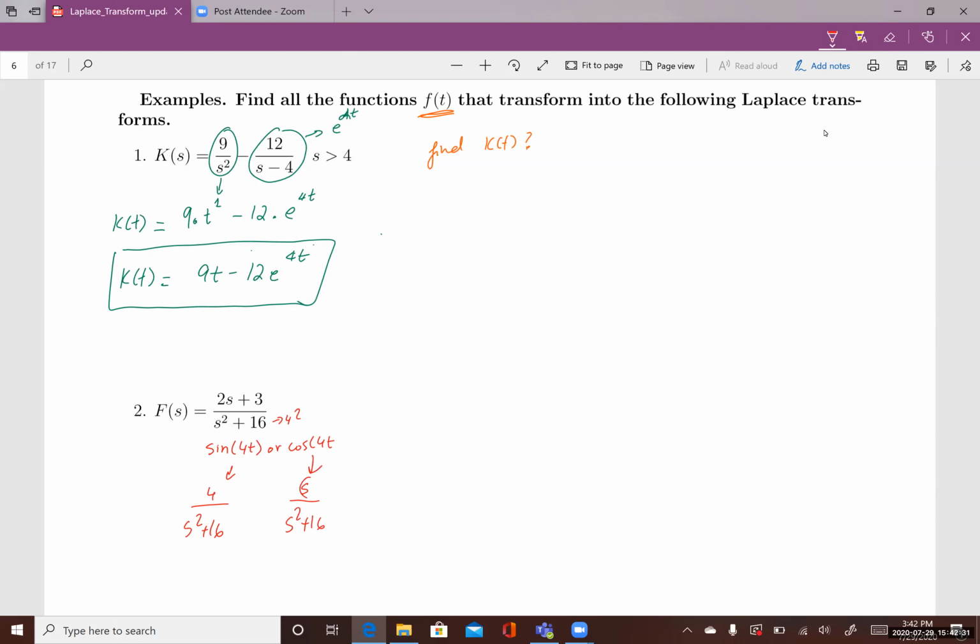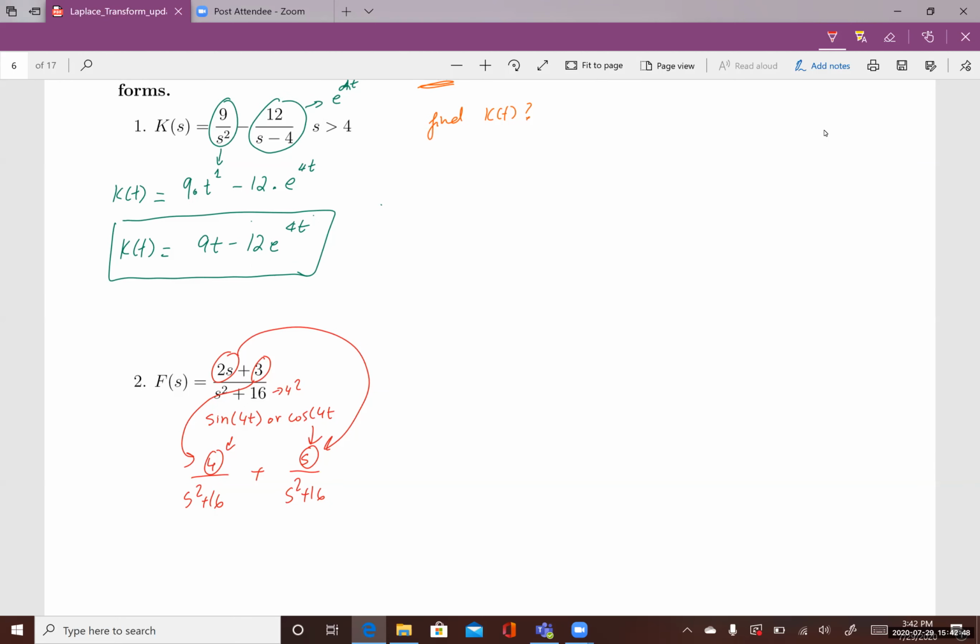So you have s and you have a constant. You can combine them. I have s here, I have a constant here. Somehow I can connect this to this and this to this. Well, let's rewrite this. This is the form that I want to see in order to convert this into cosine and sine. So I can rewrite this as 2s over s squared plus 16 plus 3 over s squared plus 16.